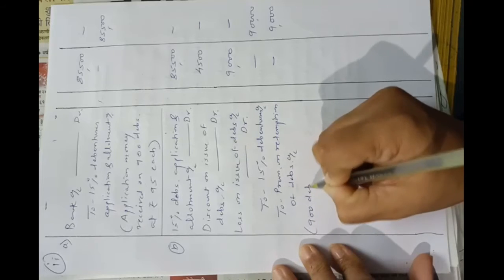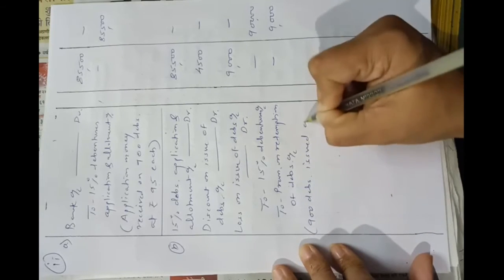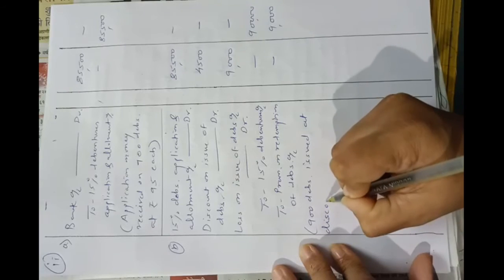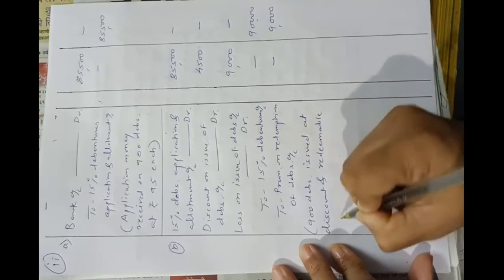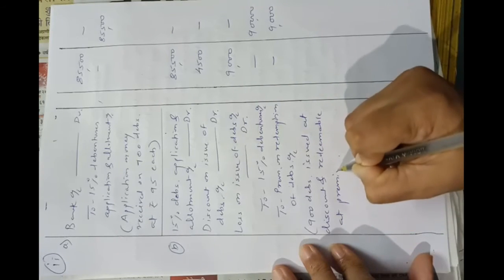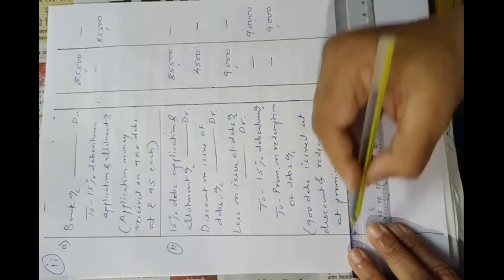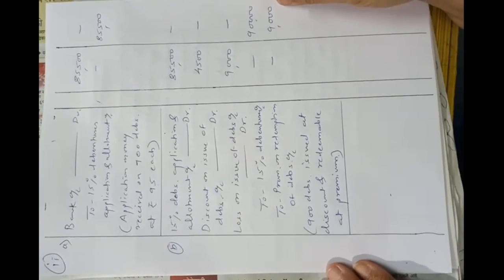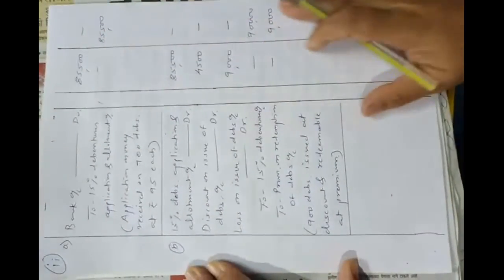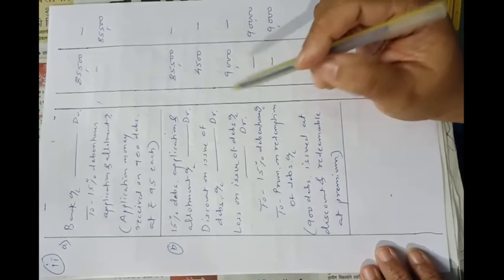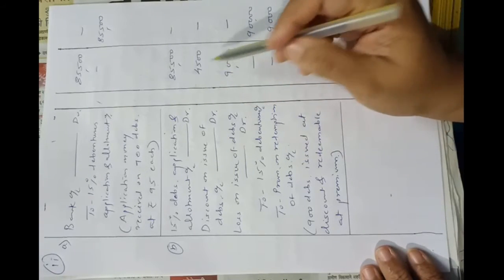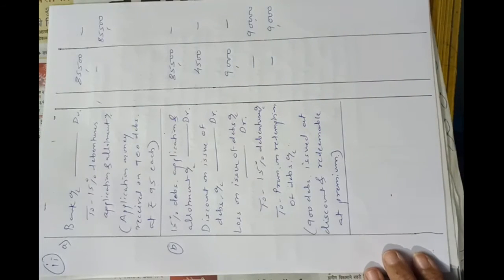Debentures issued at discount and redeemable at premium. Issuing debentures at discount and redeemable at premium is always a loss to the firm because while taking money from the debenture holder, they are taking 5 rupees less, and at the time of repayment they are paying 10 rupees more. So this discount, and the premium at the time of redemption, both are capital losses to the company. Okay.